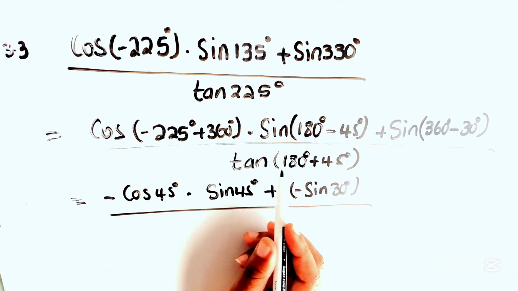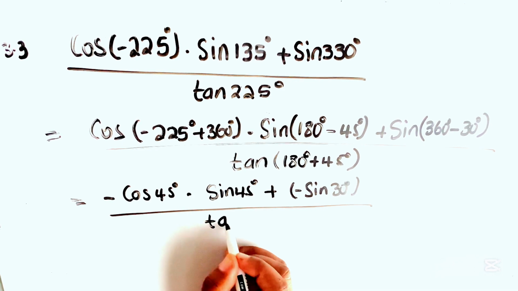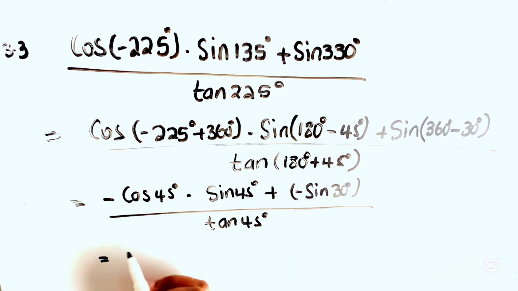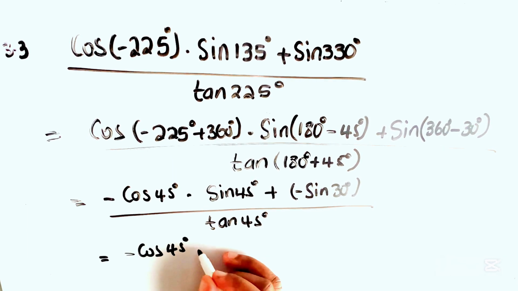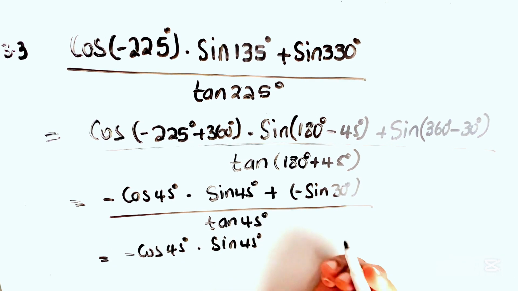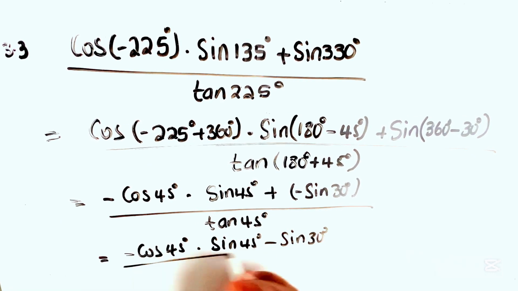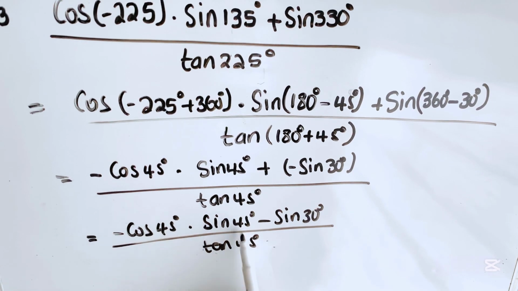180 plus 30 is in the third quadrant, where sine is positive. We have the tan of 45 degrees. In short, you can just write it as negative cos 45 times sine 45. Negative times positive is negative, 30 degrees. Tan 45, these are special angles.